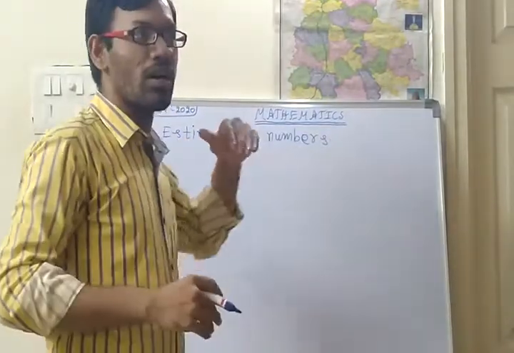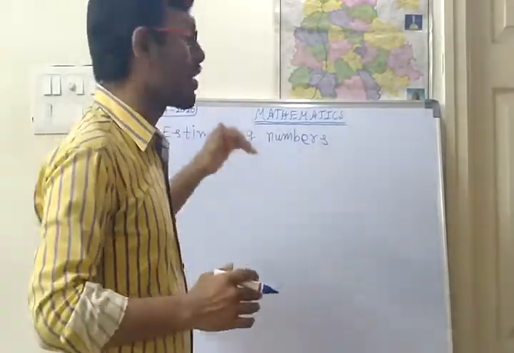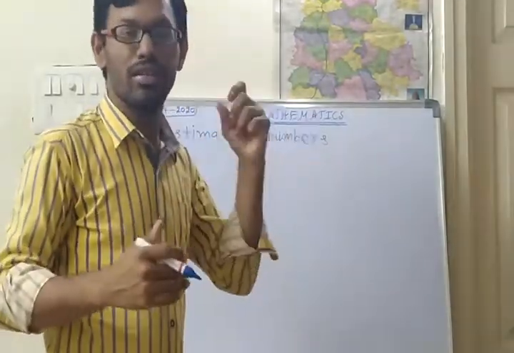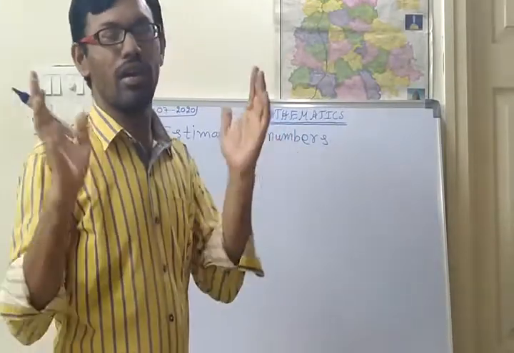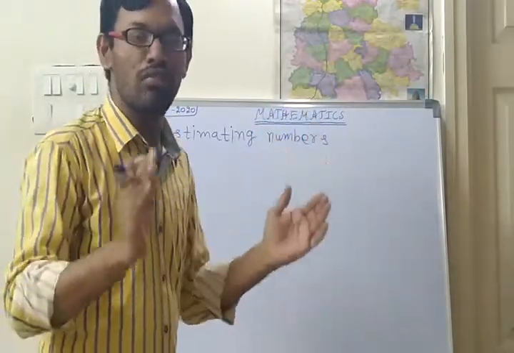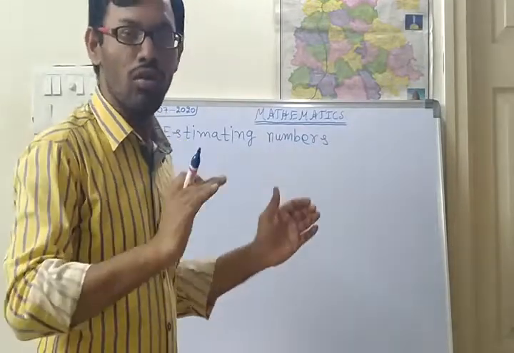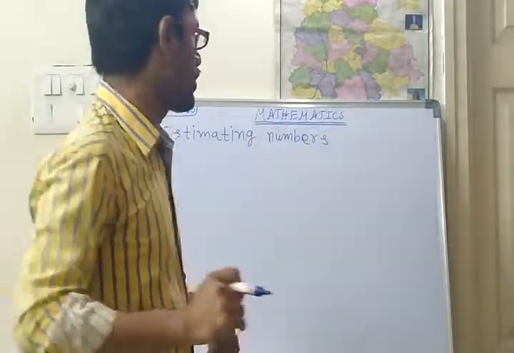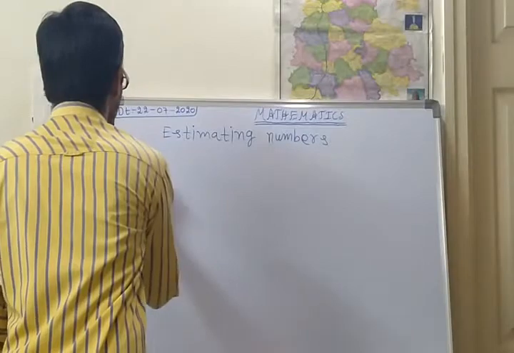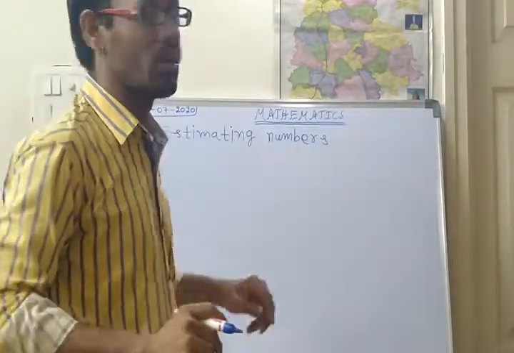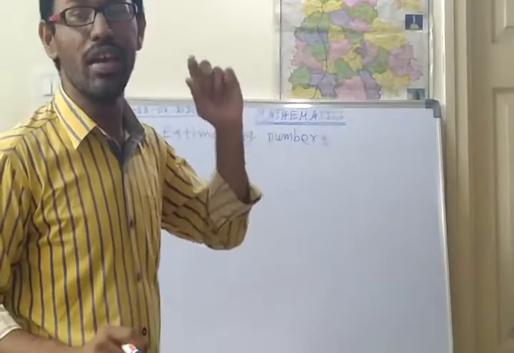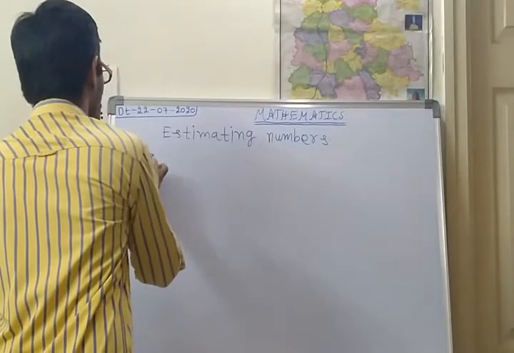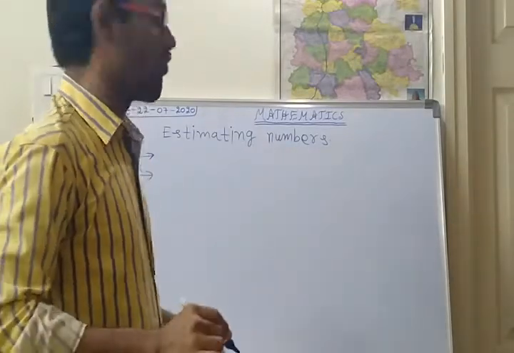Coming to the largest, greatest numbers: if a club of 4 or 5 numbers are there, how do we recognize the greatest number? We have seen in the previous class that we have taken two methods to identify the greatest number. I think you have understood these two methods. Very important methods, very easy methods.